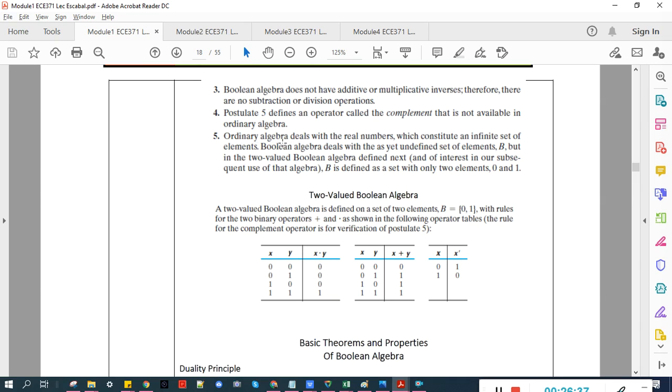Ordinary algebra deals with the real numbers, which constitute an infinite set of elements. Boolean algebra deals with the as yet undefined set of elements B, but in the two-valued Boolean algebra defined next, and of our interest for our subsequent use of that algebra, B is defined as a set with only two elements, 0 and 1. So it only means that in ordinary algebra we have the set of real numbers, but for Boolean algebra we only have two elements, which are 0 and 1.